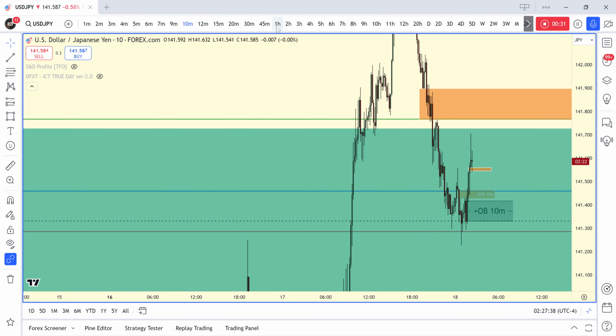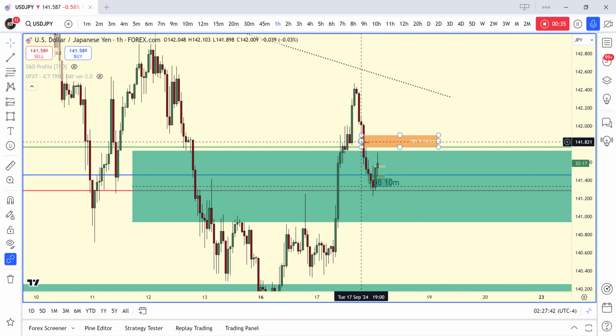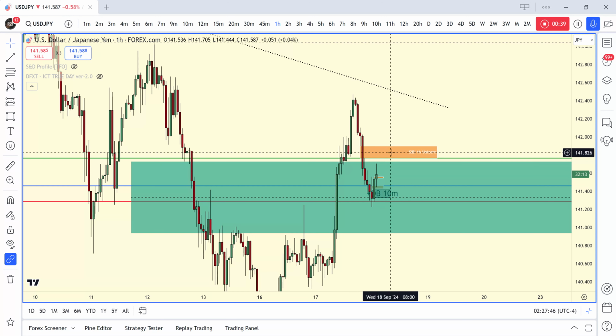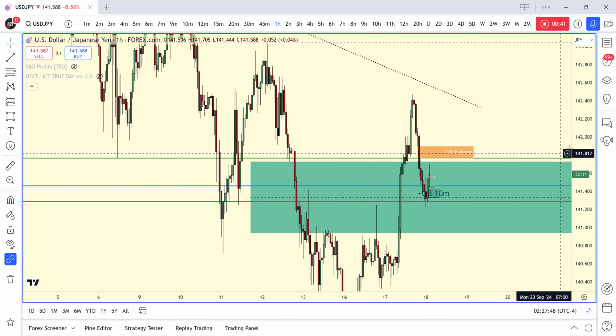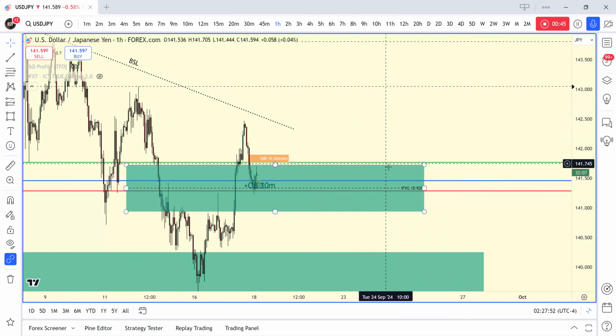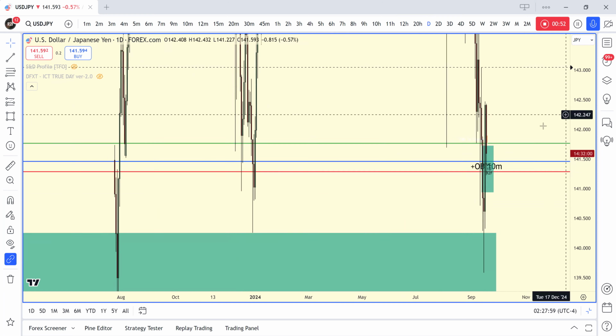Going to the 1 hour. Okay, I have a nice unicorn gap here, which is basically a breaker with a gap, and price has come up and then retraced into this inversion daily gap. So we'll look at that.